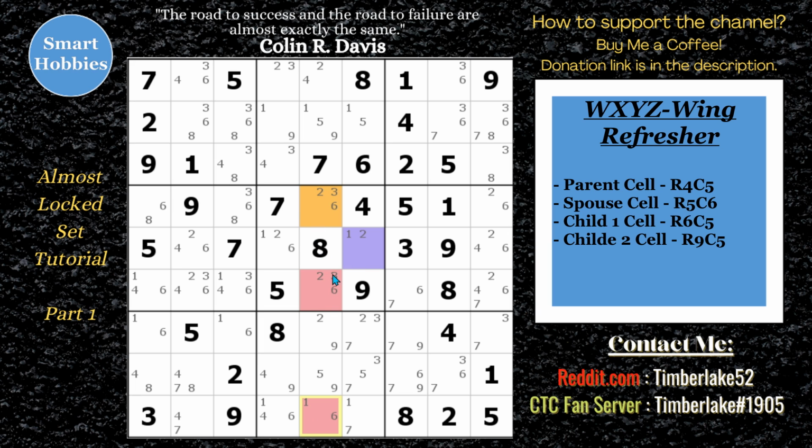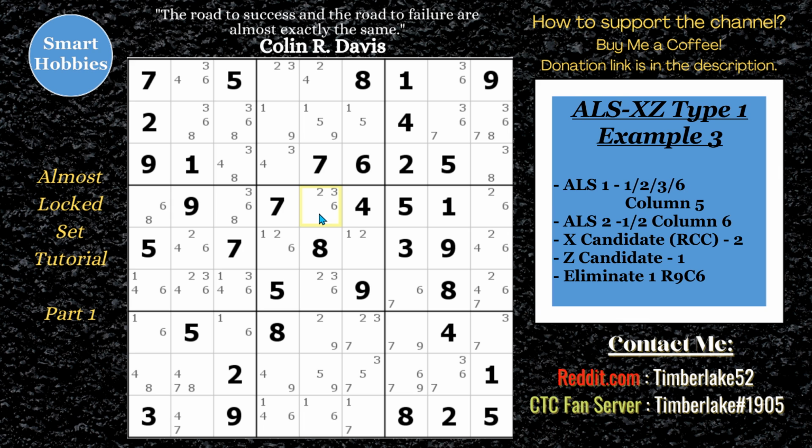This is how the XYZ works. If you want to validate, you basically plug in all the values right here, and you'll notice that a 1 either has to be here or here, and so you can eliminate this 1 right there. Now let's remove the colors and show this as an almost locked set and apply the XZ rule. You'll notice we have one house right here, so one of the ALSs has to be in one house, and we'll do that. And then the other ALS has to be in its own house.